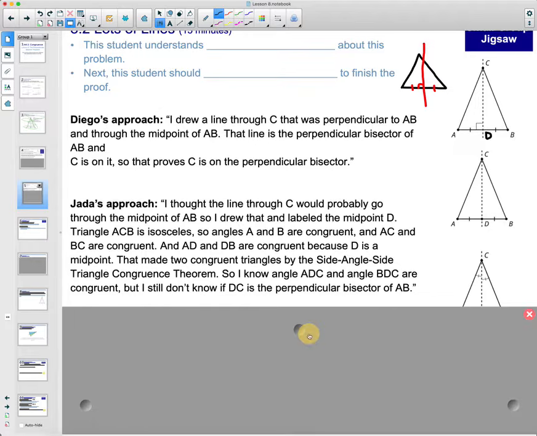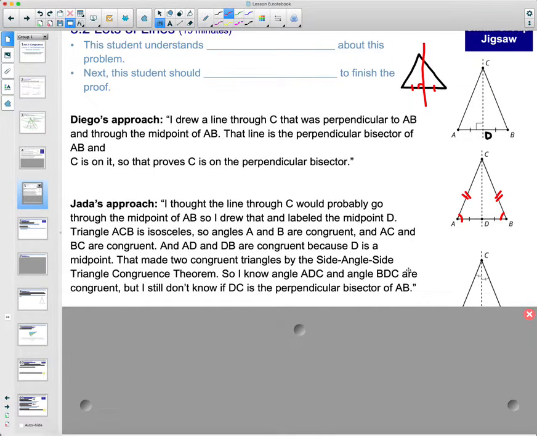Okay, so let's revisit Jada's. So Jada thought the line would probably go through the midpoint, so she connected C to the D and defined D as the midpoint. So when she drew her line, she said, all right, this line is going to go through the midpoint, so here's the midpoint. And then she thought through the rest of it. It's an isosceles triangle, so I know that these angles are congruent. I know that these sides are congruent. So there I have that side angle side that we've looked at before.